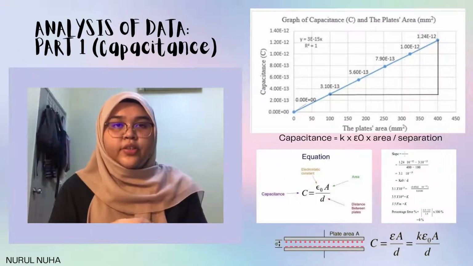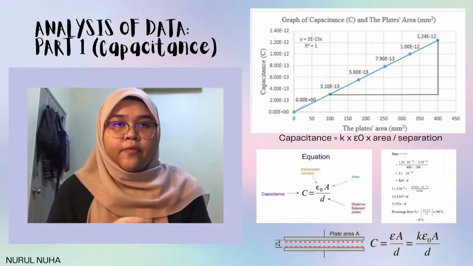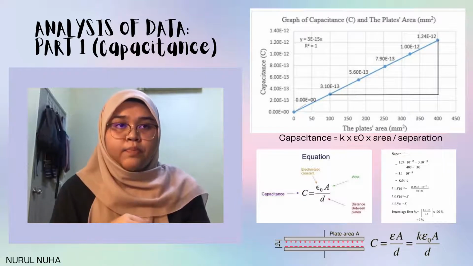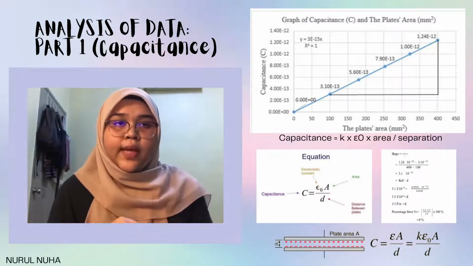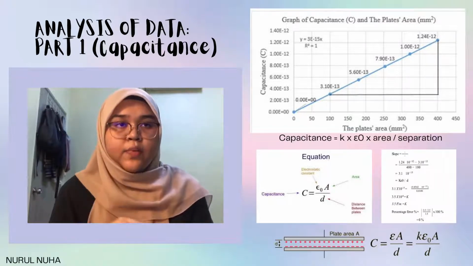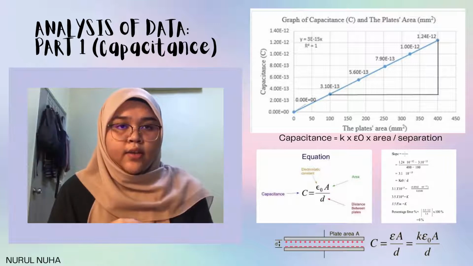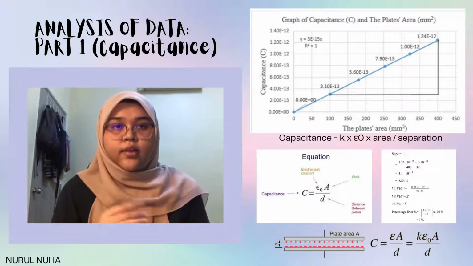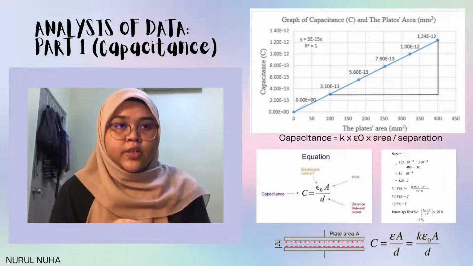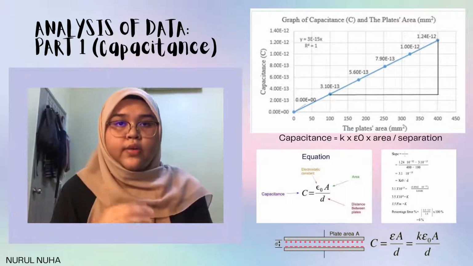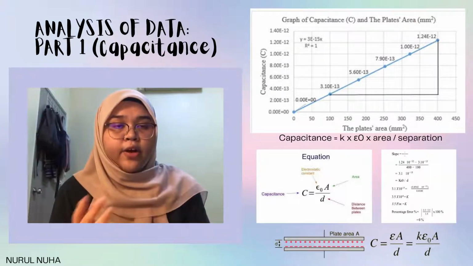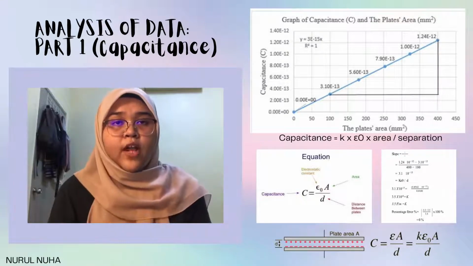Now moving on to the second graph, which is the graph of the capacitance against the plate's area, and it's the same, it's directly proportional. For the area of the plates, when it is 100 mm squared, the capacitance was 0.31 times 10 to the power of negative 12 F. The results show a continuous increment when both variables were increased. Hence, it proves that the area of the plate is directly proportional to the value of capacitance.